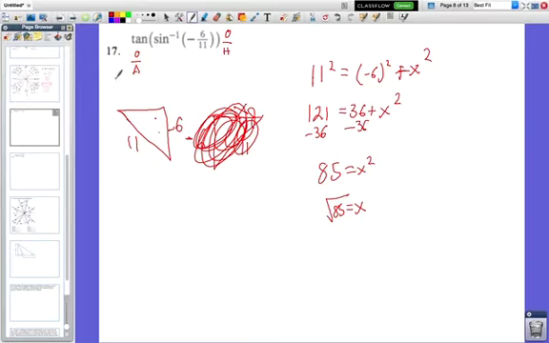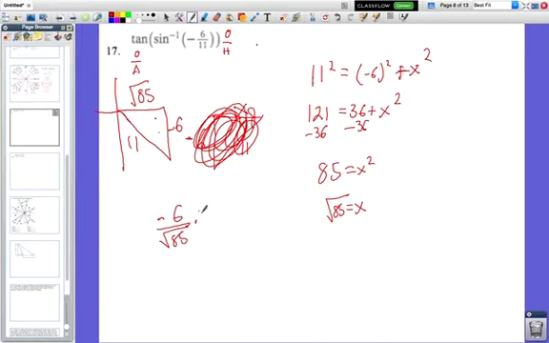Because if I set it up at my origin point, then it would look something like this. So this is going to be the square root of 85. And with that, I'm just going to take the square root of 85 as my adjacent side, and my top will be that negative 6. So I'm going to have the negative 6 over the square root of 85.